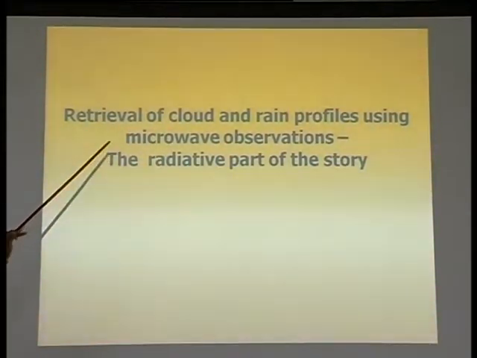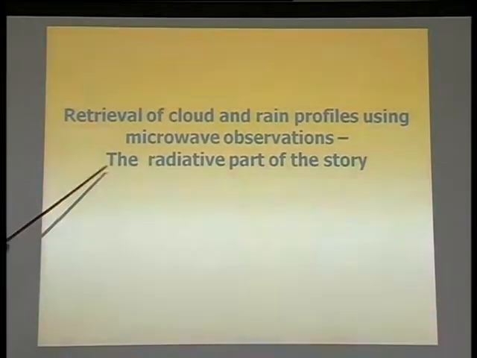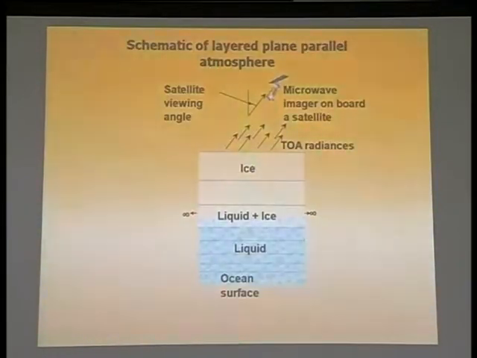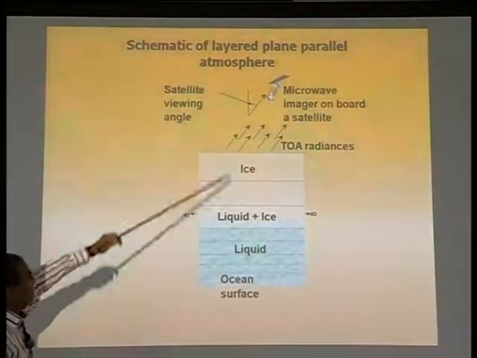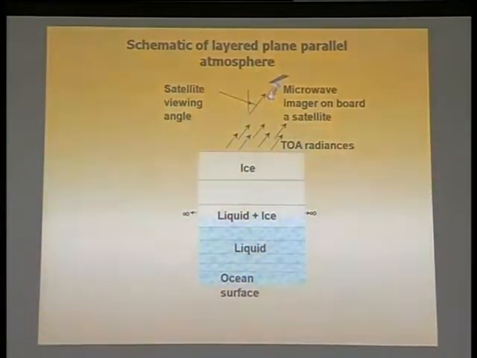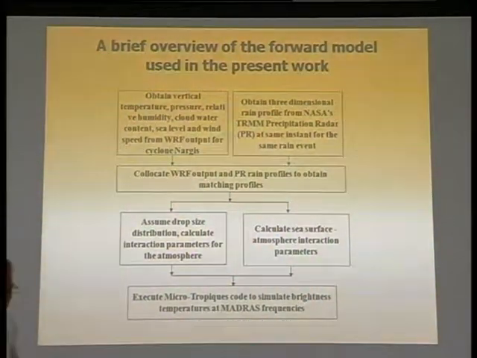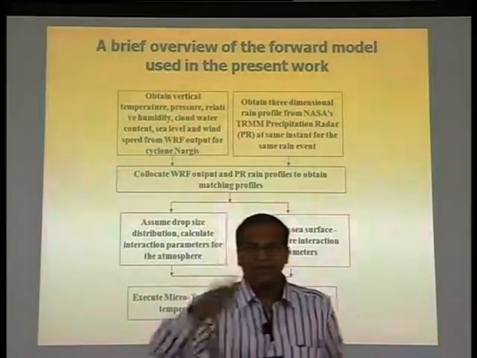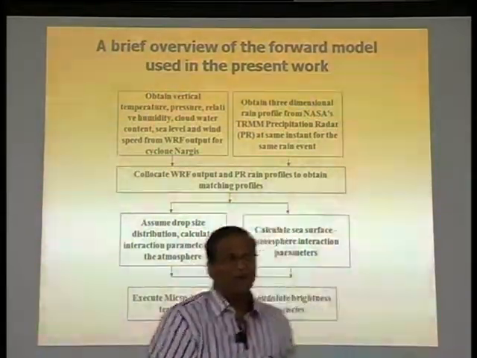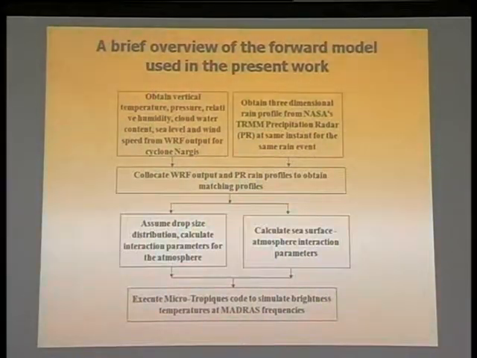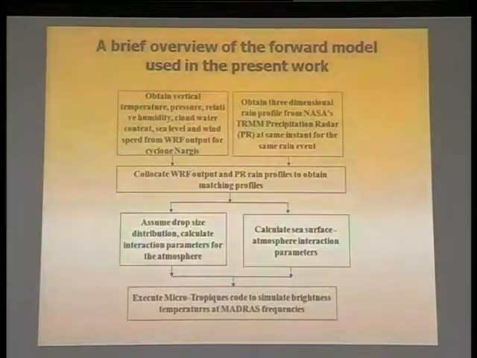I have given this talk several times in this hall, so not in this hall, one floor below. So that is the radiative part of the story. You consider a one-dimensional plane parallel medium and then model this using the radiative transfer equation. This is an overview of the forward model. We have developed this forward model, and Pradeep Thapliyal is also there. From 2002 onwards, IIT Madras has been having projects with SAC. Over the last 10 years, we have built a forward model, an ab initio model, which is written in Fortran.